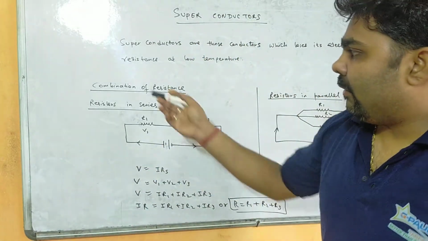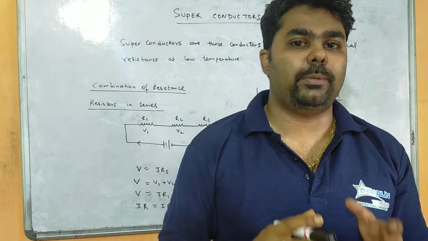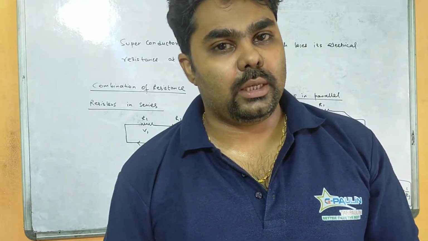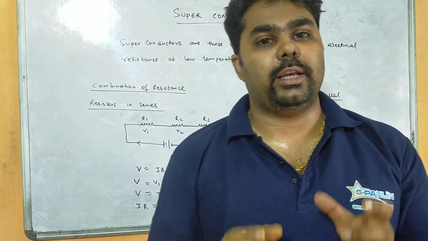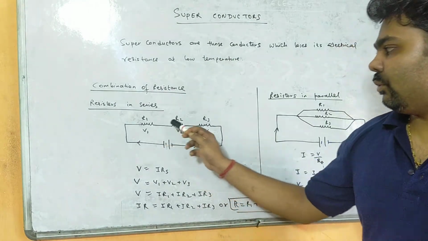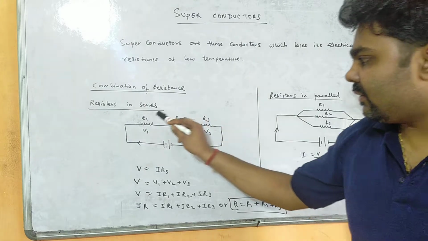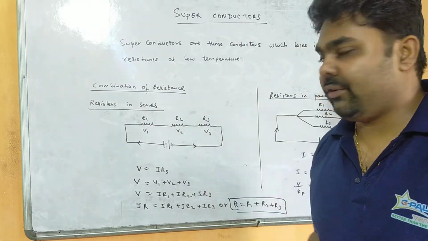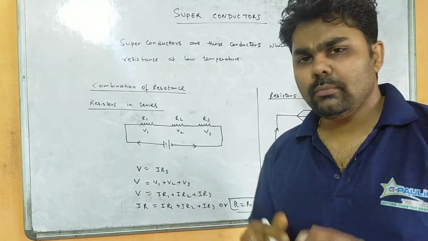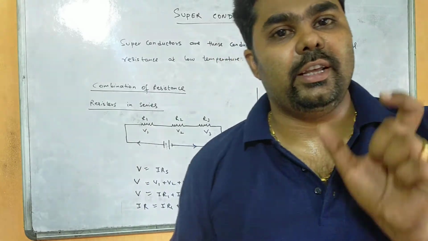Next topic, we have combination of resistance. So this is the heart of this chapter. Numericals will be based upon this combination of resistance. Resistances can be connected either in series or in parallel. If the resistances R1, R2 and R3 are connected in series and this is connected with one battery, we know current flows from the positive terminal to the negative terminal. When these resistances are connected one after another, then we say that they are connected in series.